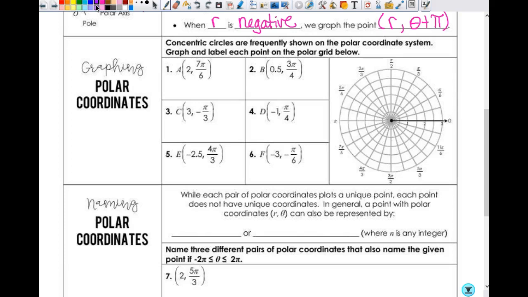So if I'm starting here, I'm going to rotate around to 7 pi 6ths. Here's that 7 pi 6ths angle. And then on this radius that makes this 7 pi 6, my radius is supposed to be a length of 2. Notice on here that every circle is a half. So here's 7 pi 6, so that's 1, that's 2. There's my point right there. This is point A. So I rotated around to 7 pi 6 and made my radius 2. That's it.